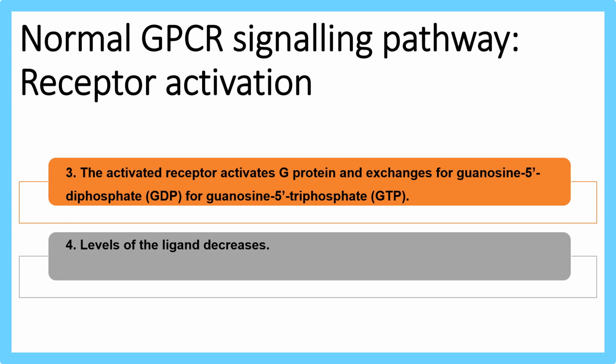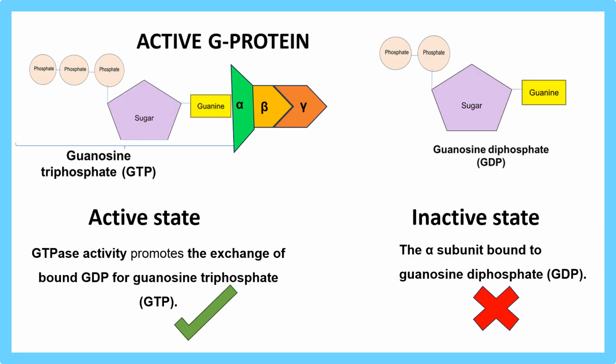Now, once the activated receptor activates the G protein and exchanges the GDP for GTP, the ligand has done its job, so the level decreases, because now it's been activated. You don't really need the ligand to be present when you've got the G proteins already activated. So this is an image of what an active G protein and an inactive G protein look like. In an active state, you can see the 3 phosphate groups, the sugar and the guanine, as well as the alpha, beta, gamma dimer. But in an inactive state, you can see the presence of 2 phosphate groups, a sugar and a guanine.